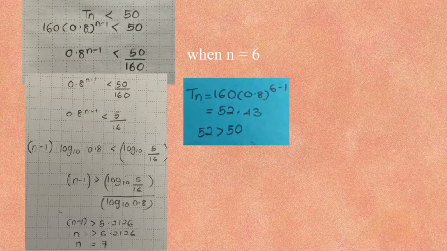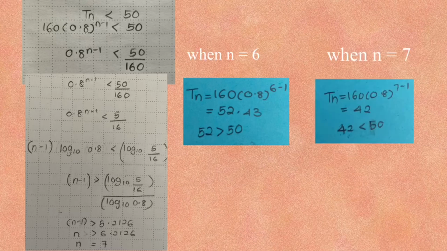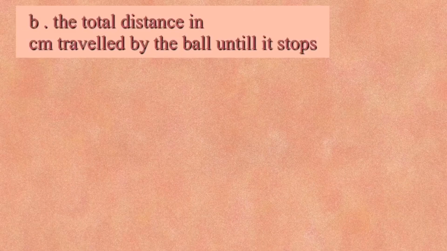To check your answer, you can substitute the value of n equals 6 into the formula ar^(n-1) and you will get 52, which is more than 50. If you substitute the value of n equals 7 into the formula, you will get 52 less than 50. So for question B, find the total distance in cm traveled by the ball until it stops.